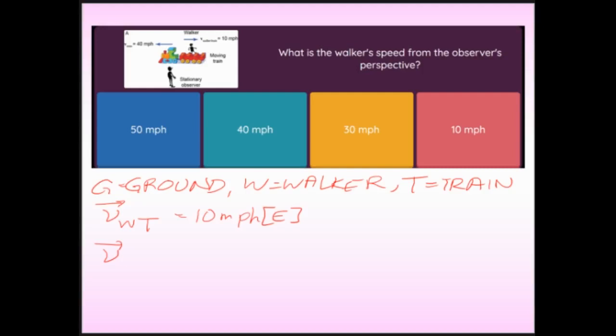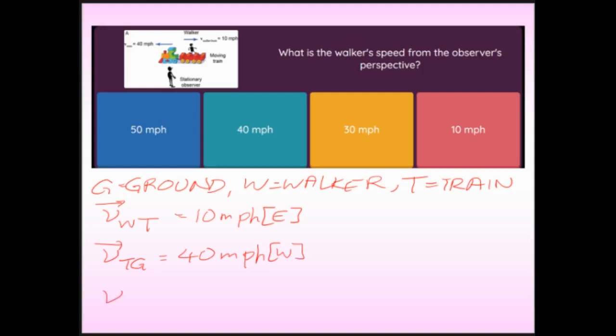What is it? Train to who? Or to what? Yes. So everyone, V_TG is 40 mph. But in which direction would this be? The walker seems to be going east. Which way is the train going? Whatever is opposite to east.